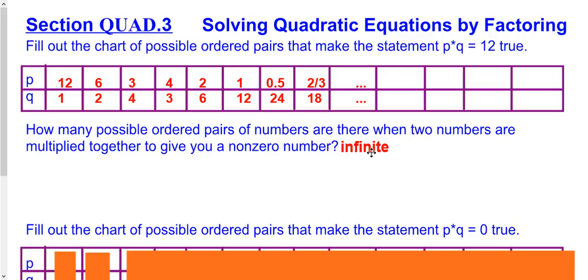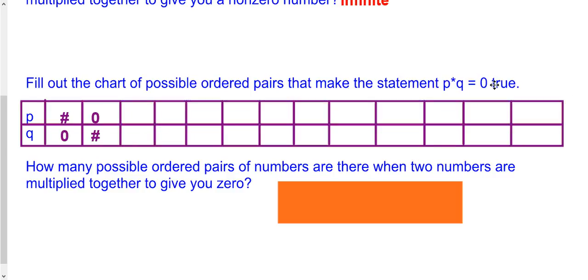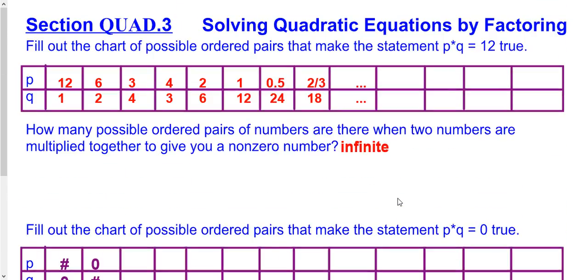unless you're multiplying two numbers together to give you 0. Now, two numbers multiplied together to give you 0 means either the first number is 0 and the second number is something else, or vice versa. So we like it when we have two things multiplied together to give you 0, because it means either the first number is 0, or P is 0, or the second number is 0, Q is 0. I'd rather only have two options to choose from rather than infinitely many up here.